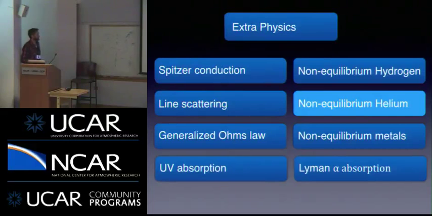We can implement a generalized Ohm's law. We have non-equilibrium hydrogen ionization. We have non-equilibrium metals, where you can choose what sort of metal you want to look at. And finally, we almost have non-equilibrium helium ionization as well.